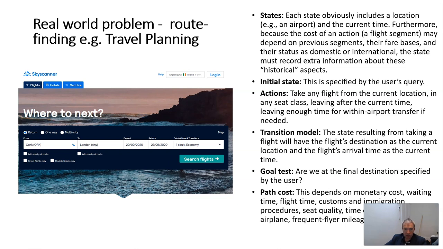Transition model: the state resulting from taking a flight will have the flight's destination as the current location and the flight's arrival as the current time. Our goal test: have we arrived at the destination specified? And the path cost can depend on a variety of factors depending on what you include. So it could be the monetary cost, the waiting time, flight time, customs and immigration procedures, first class, second class, do you mind having a long wait over, and so on. Now, we've already seen an example of this problem in the terms of route finding in our map of Romania.